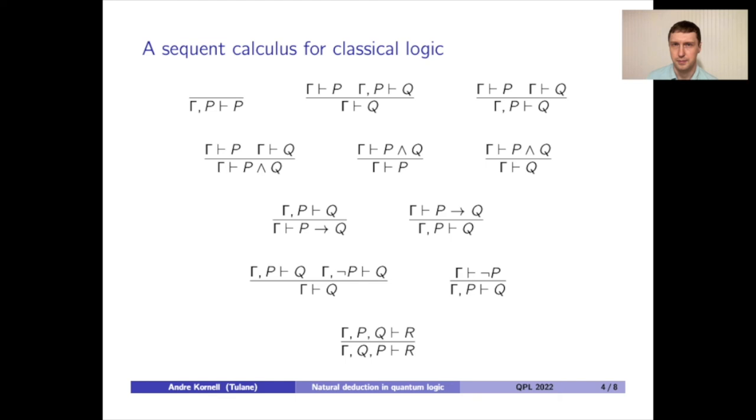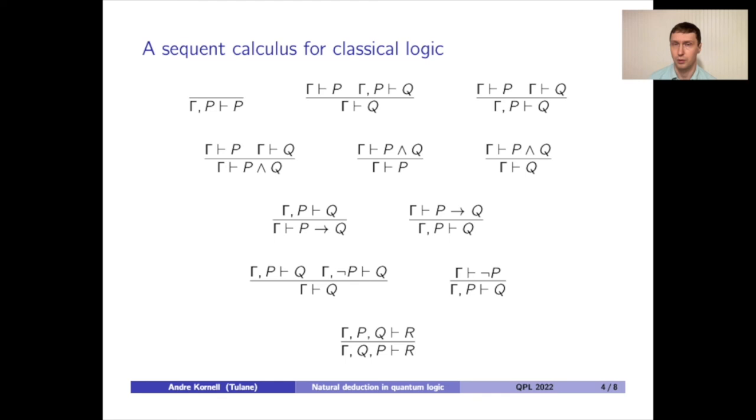The final rule on the slide is the exchange rule that allows us to interchange two formulas in the antecedent, or intuitively exchange two assumptions. And it characterizes classical logic relative to orthomodular logic because we will see that our sequent calculus for orthomodular logic differs from this sequent calculus just in this last rule. Intuitively, it expresses that in classical logic, the order of assumptions doesn't matter.